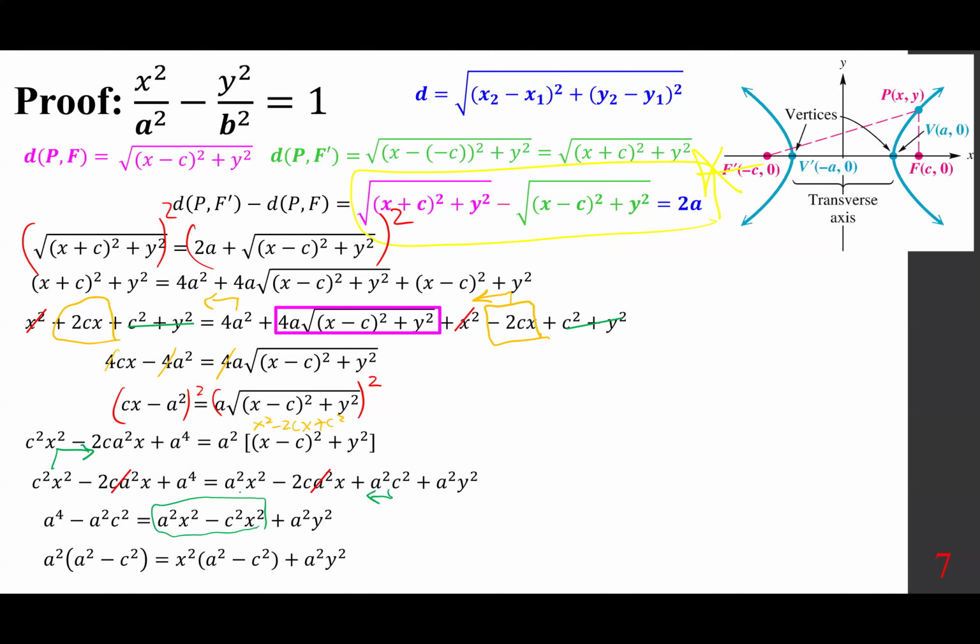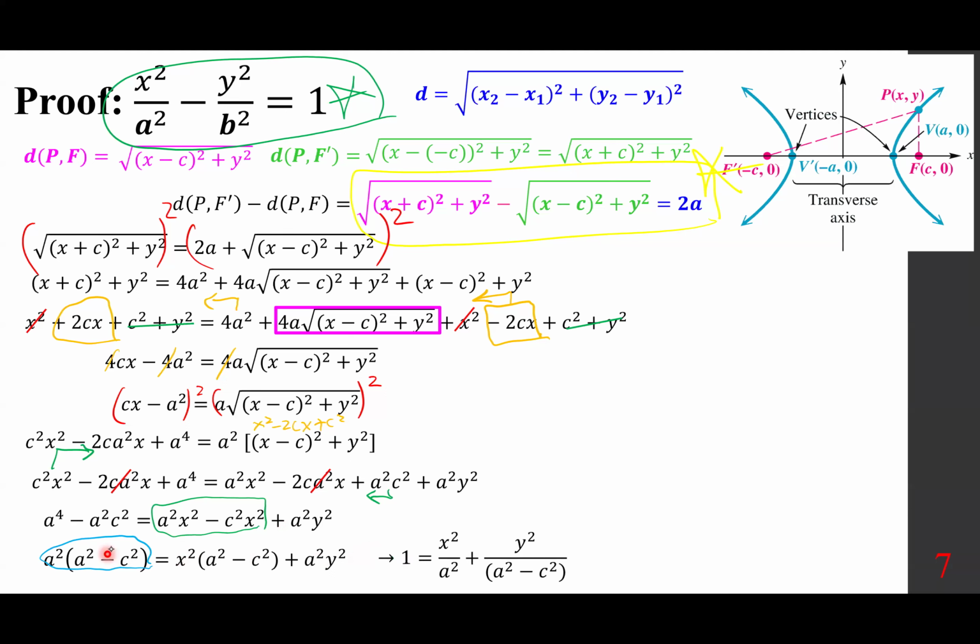And now we are almost ready. We want to get this one. So we divide both sides, everybody. Take a look. We are going to divide both sides by this. The left side becomes 1. If you're dividing this one by this one, a squared minus c squared goes away, becomes x squared over a squared. And this one, a squared goes away, you get y squared over a squared minus c squared.